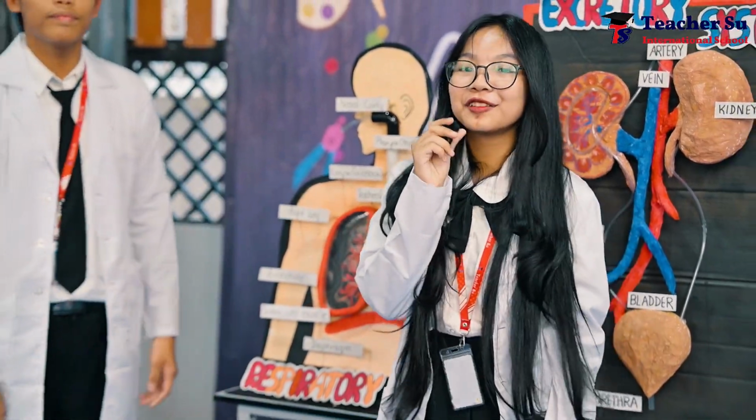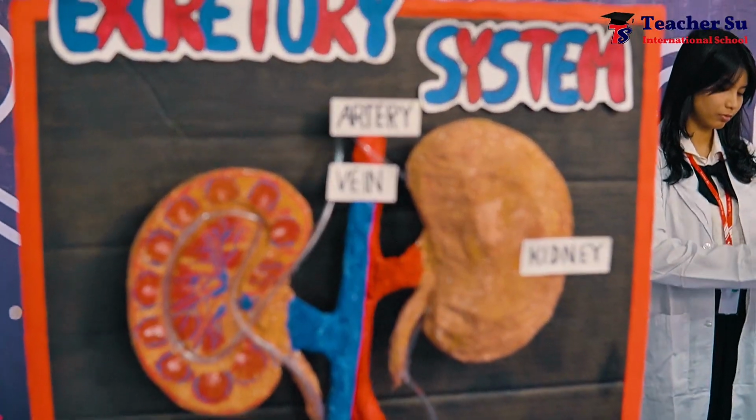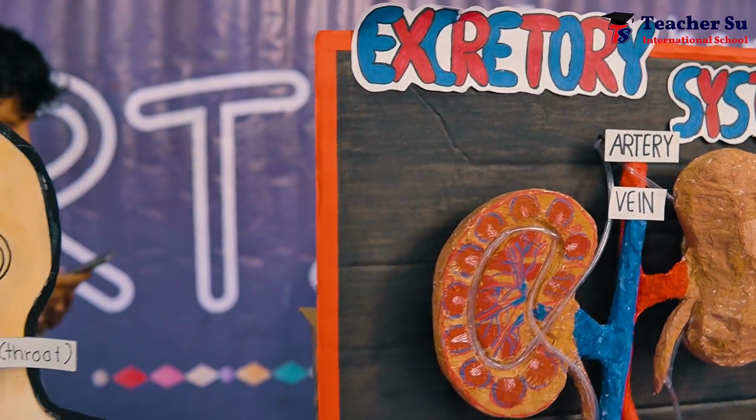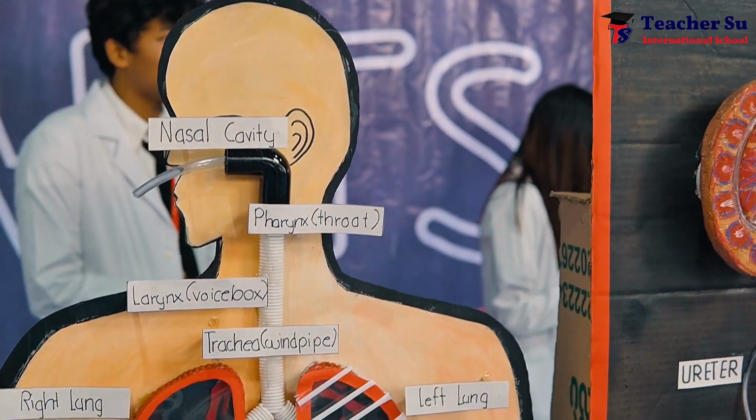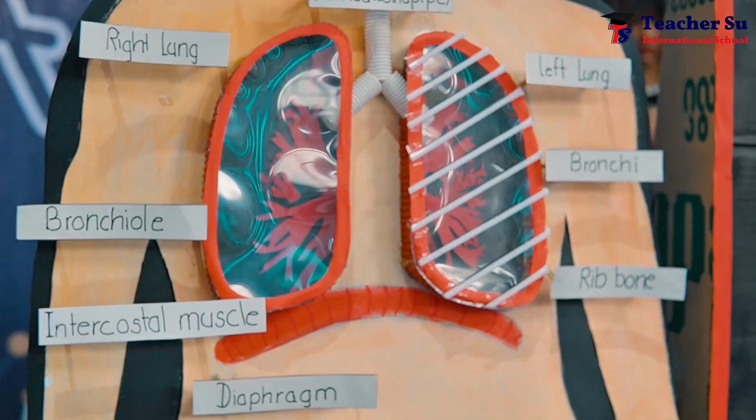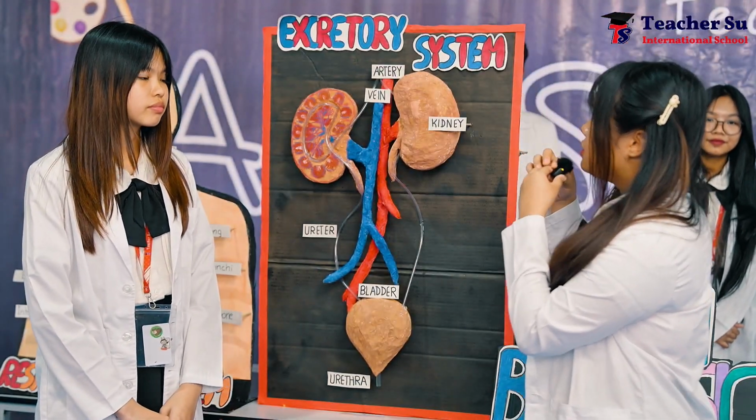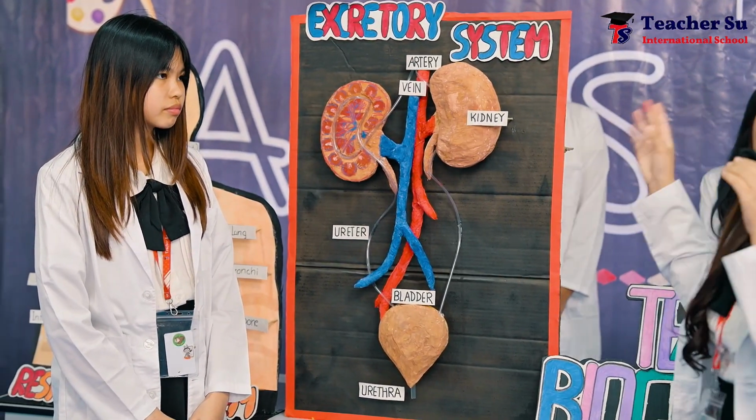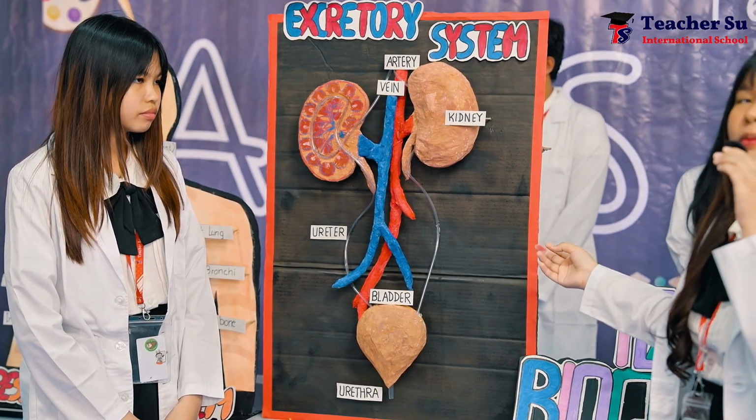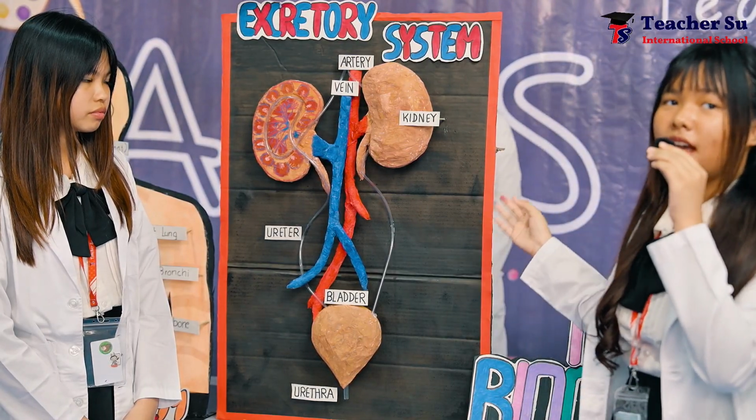So now let's move on to the excretory project. So now we will be presenting about the human excretory system, also known as the urinary system. I'm Catherine, and here is Ellen. Firstly, I would like to talk about the main function of this system. The main function of this system is to remove waste substances from the blood and keep the body healthy.